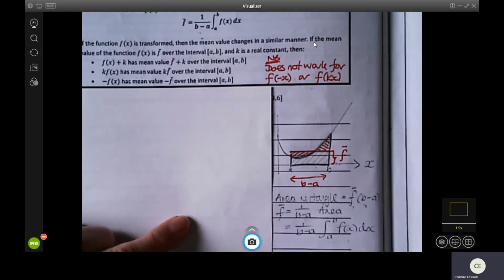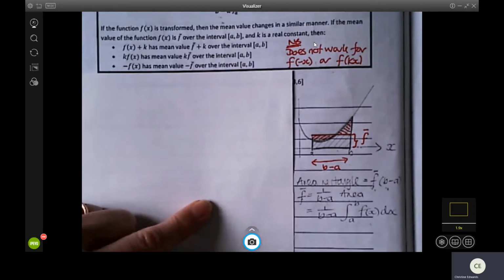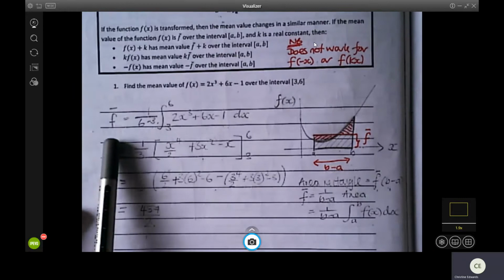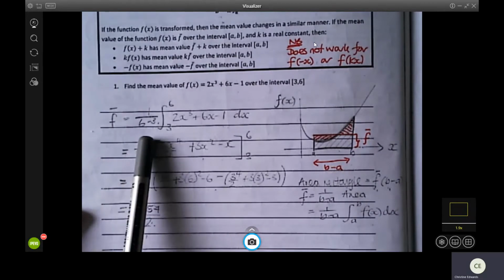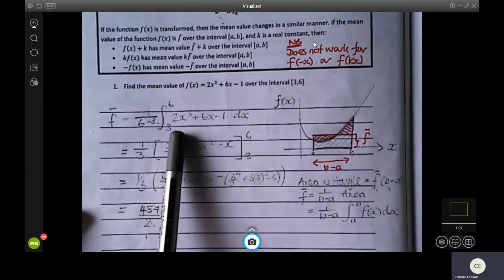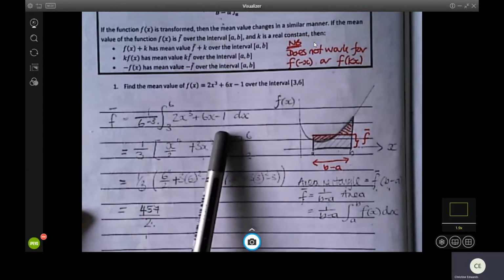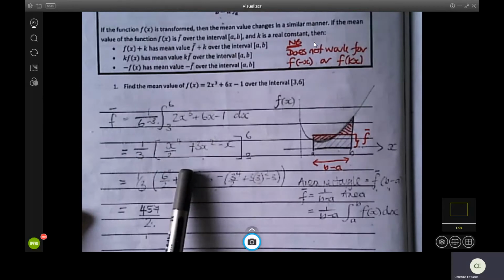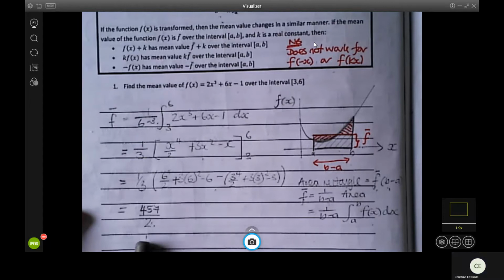Okay, so let's have a look at the first example, which I've worked through here. So applying my formula, the mean value is 1 over 6 minus 3, and we're integrating between 6 and 3 the function that we have been given. Okay, simplifying and integrating, we get this expression, subbing in and simplifying, we come down to 457 over 2. So that's where the formula comes from and what we mean by a mean value. And that's a simple example showing you it being used.